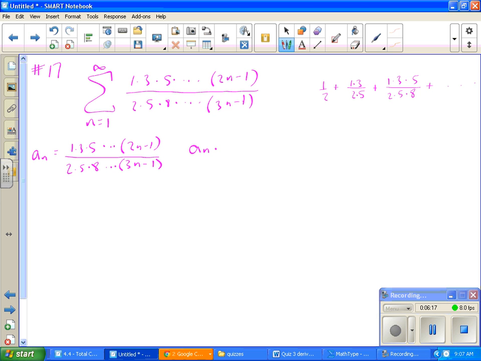A sub n plus 1 is 1 times 3 times 5, dot, dot, dot. And then now if I plug in n plus 1, it's 2 times n plus 1 minus 1, which I can clean up in a second. And the bottom, same idea. Do you see how all these terms out in the front are going to cancel each other, which is nice? And this would be 3 times n plus 1 minus 1.